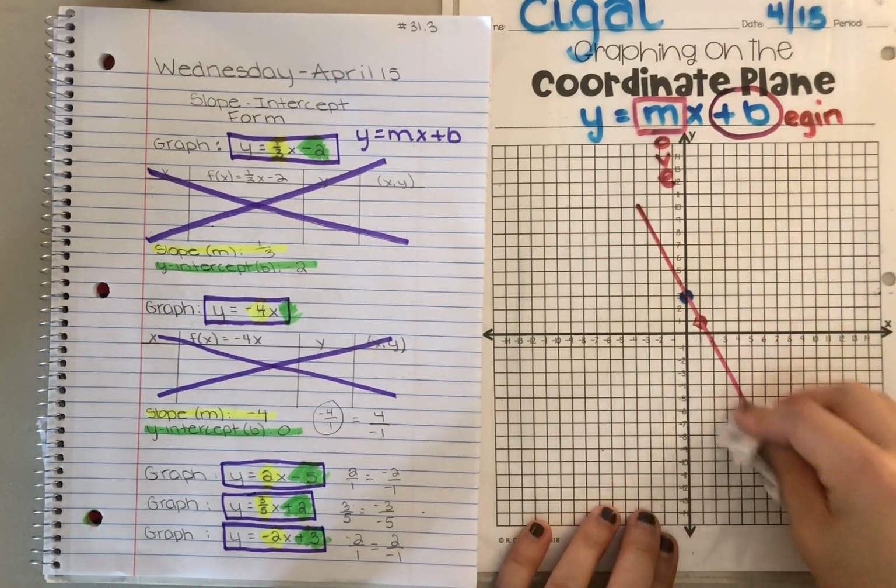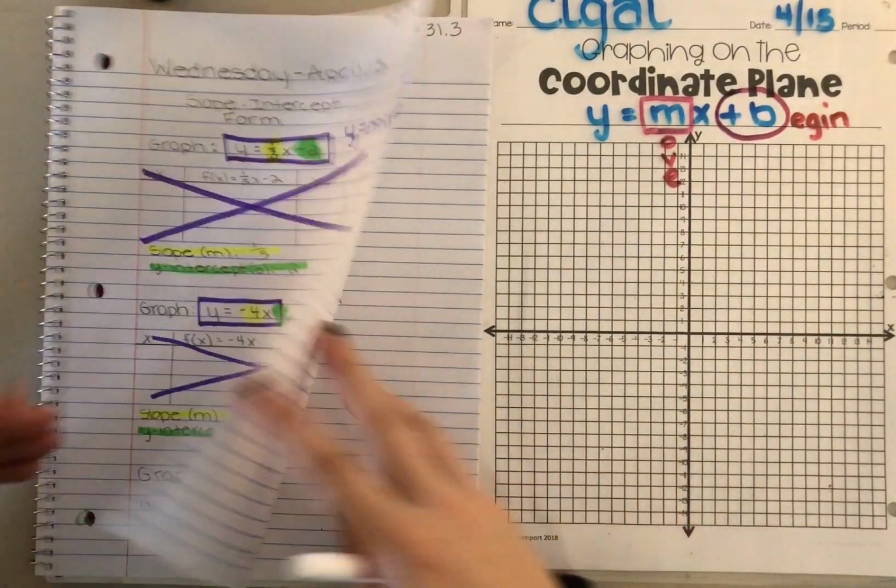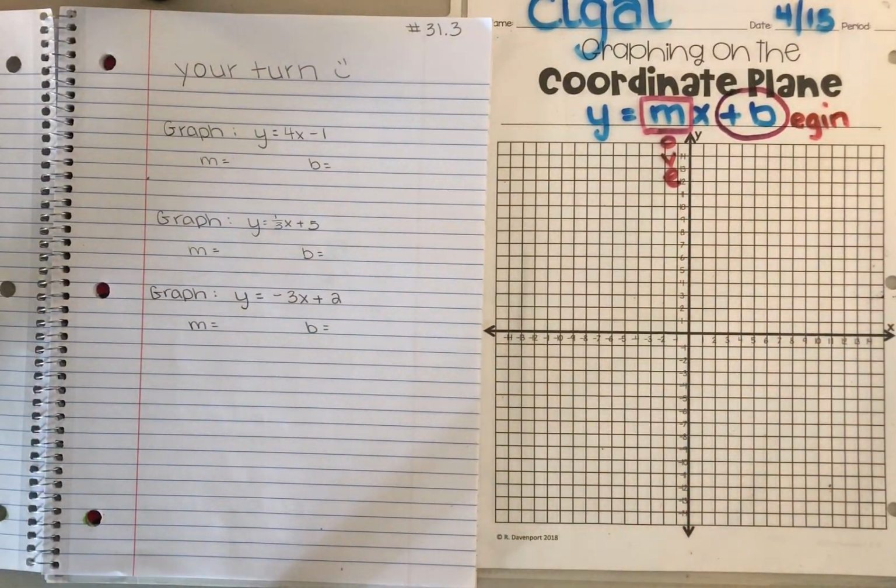All right, you guys are on your own. On the next page, these are the ones you guys are going to try by yourself. I need you to identify the slope and identify the intercept and do your best to graph it. If you guys want to use Desmos.com, you can to check your answers. So go ahead and hit pause, try these out, and then hit play when you're ready for the answers.